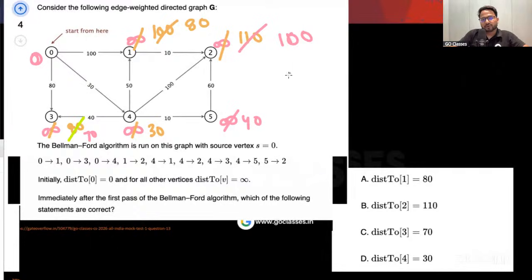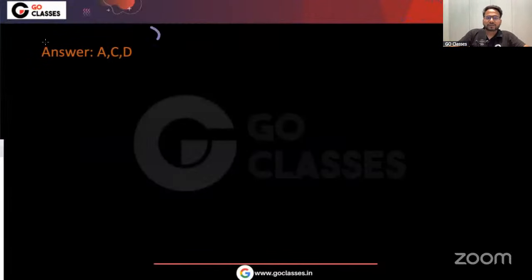See, this was an MSQ question, by the way. So they are asking distance to 1. Is this 80? Yes, this is 80. Distance to 2. Where is 2? Is this 110? No, it is actually 100, right? So it actually got updated. So that's why this is wrong. Distance to 3 is 70. Yes, that's correct. Distance to 4 is 30. Yes, that's also correct. So basically, you can see A, C, D are the correct answers. So it was an easy question, and A, C, D are the correct answers here.